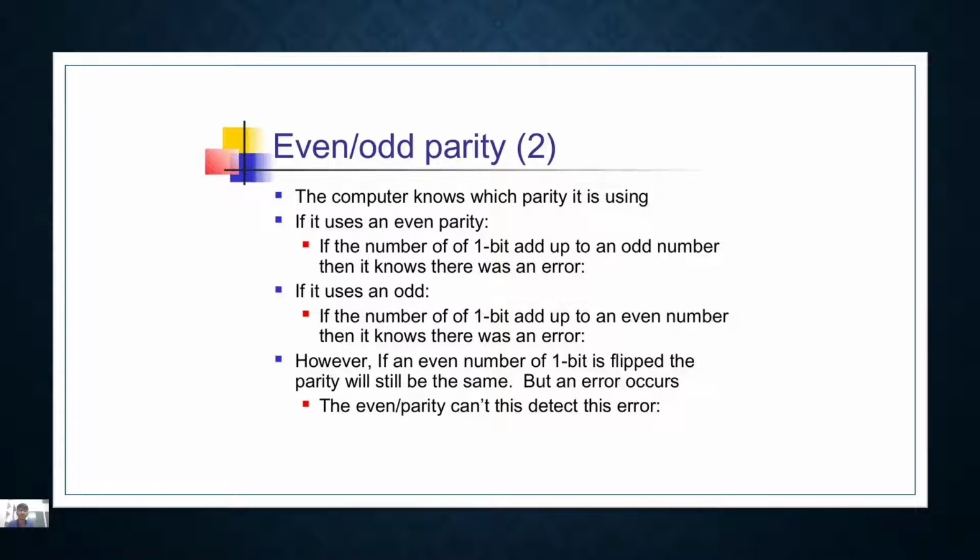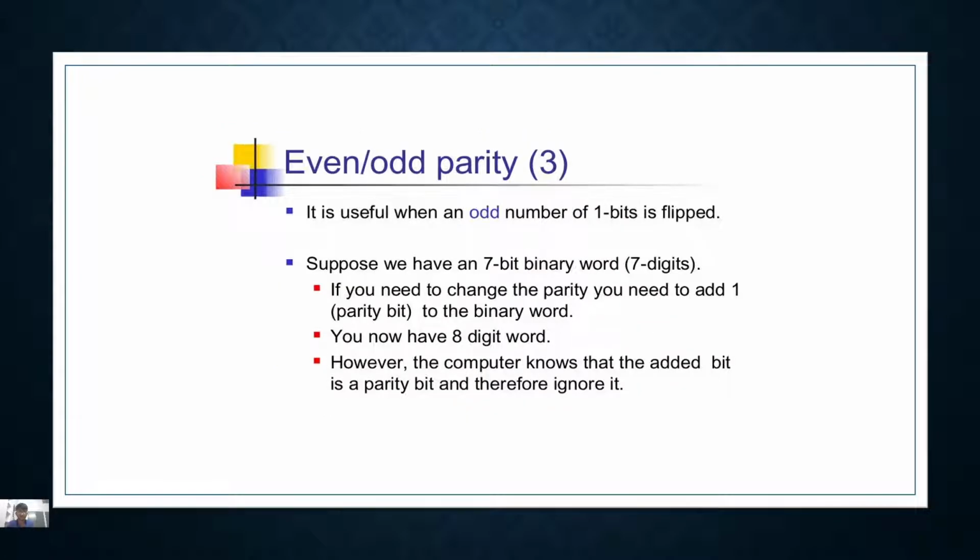If it uses even parity and the number of one bits adds up to an odd number, then it knows that there was an error. If it uses odd parity and the number of one bits adds up to an even number, then it knows there was an error. However, if an even number of bits is flipped, the parity will still be the same, but the error occurs. Parity can't detect this error. It is useful when an odd number of 1 bits is flipped.